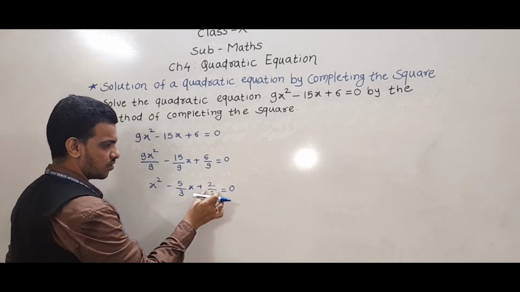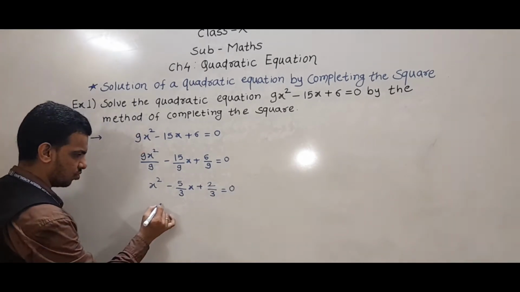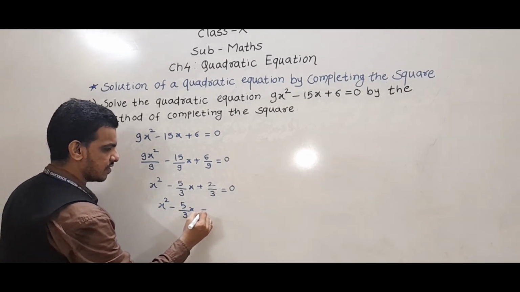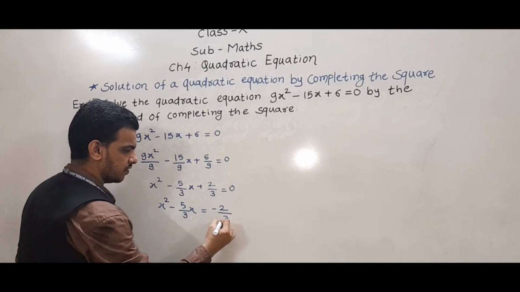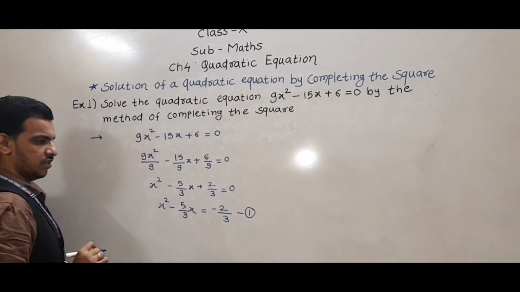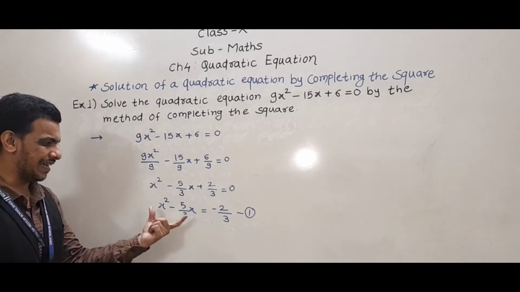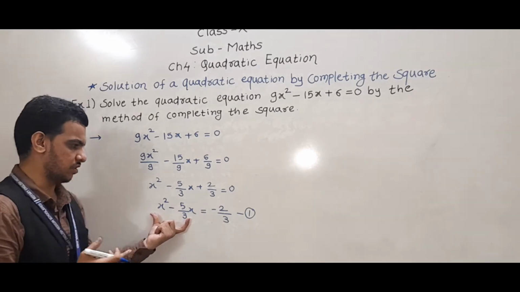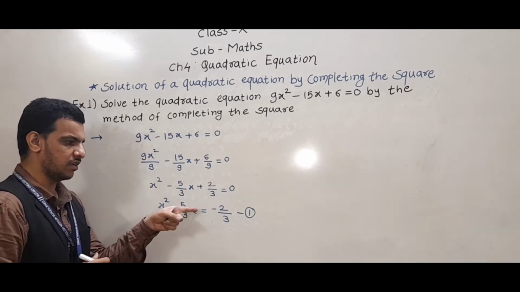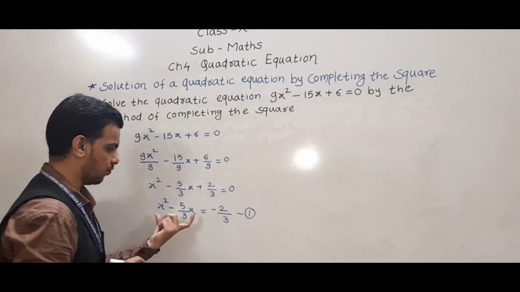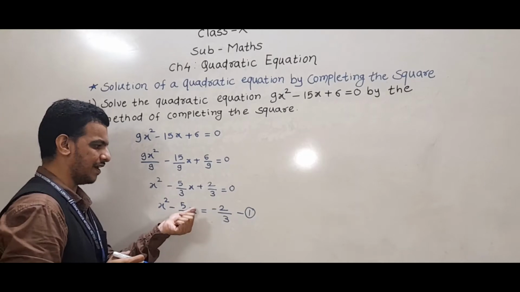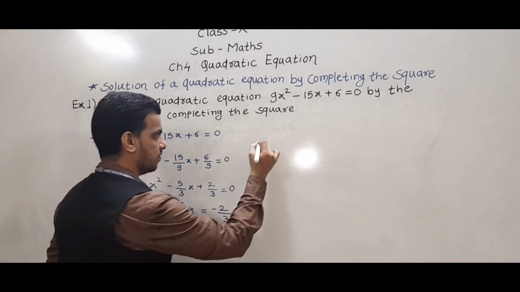Second step, this constant we have to shift to the RHS. So x square minus 5 by 3x is equal to minus 2 by 3. Call this equation number 1. Now on the LHS we have to make a perfect square. Here the square term is there and the middle term is there, but the last term is not there. So we have to find this third term. If we want to make it a perfect square, we have to add some term here.